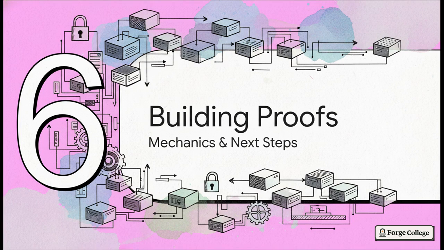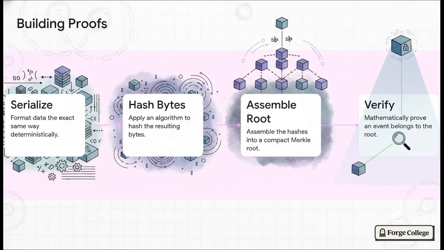Time to roll up our sleeves. Let's actually jump into the technical workshop and look at the code logic. Step 1 is deterministic serialization. Honestly, that's just a wildly fancy way of saying formatting the data the exact same way every single time before you hash it. Step 2 is simply applying an algorithm to hash those bytes. Step 3 assembles them into a Merkle root. You can think of a Merkle root as a highly compact digital zip file of truth. And finally, Step 4 is verification, where an auditor can mathematically prove an event was part of that root, all without exposing the actual payload.